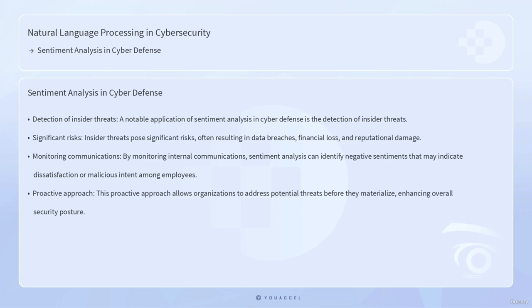For example, a study by Agarwal et al. demonstrated that sentiment analysis could effectively detect insider threats by analyzing emails and chat logs, revealing patterns of negative sentiment correlated with malicious activities. This proactive approach allows organizations to address potential threats before they materialize, enhancing overall security posture.